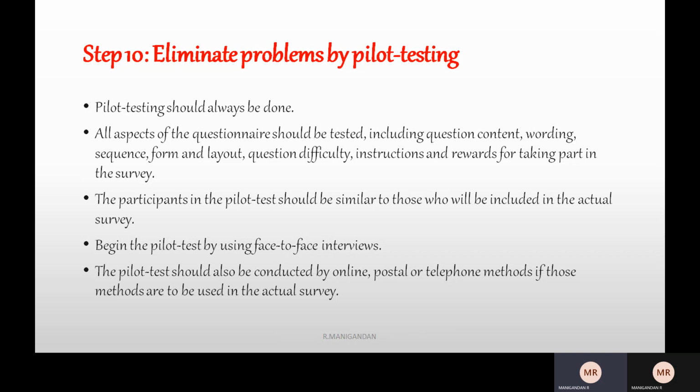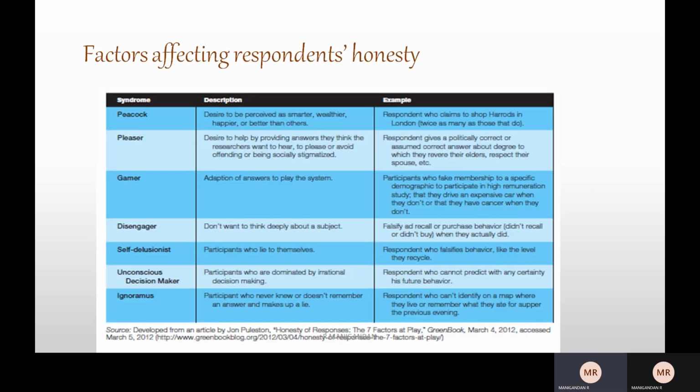If these methods are to be used in the actual survey, test them first. One is the online survey, meaning you post posters in an online manner, and telephonic interviews. These are very important methods for eliminating some problems. So don't go for biased problems. And what are the factors affecting the respondents' honesty? Factors: respondents' honesty. Based on honesty, every person has some level of honesty.